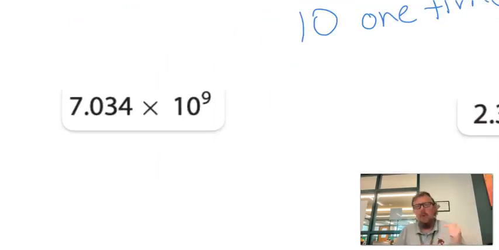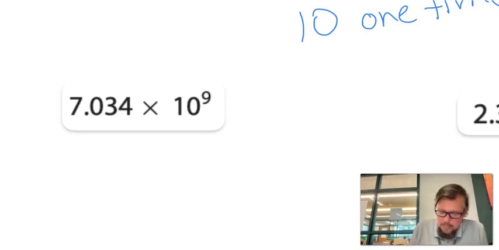Let's take a look at an example where multiplying by 10 once doesn't get me to the end of the number. This is 7.034 times 10 to the 9th power. So take just a minute and ask yourself, how many times do I need to multiply by 10 to get to the end of this number? In other words, to move the decimal from after the 7 to after the 4, how many times will I multiply by 10? The answer is 3. I need to move the decimal 1, 2, 3 times to get to the end there.